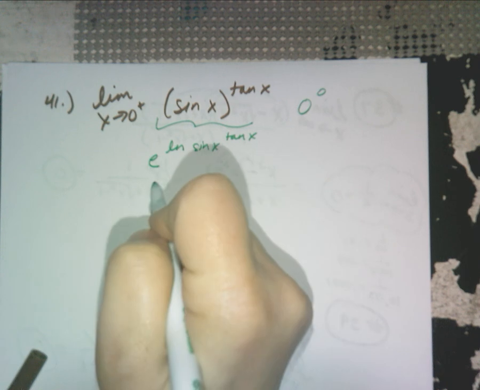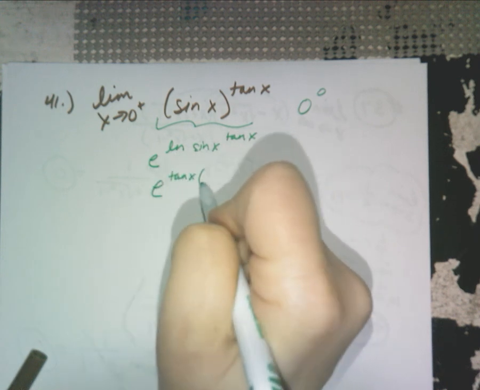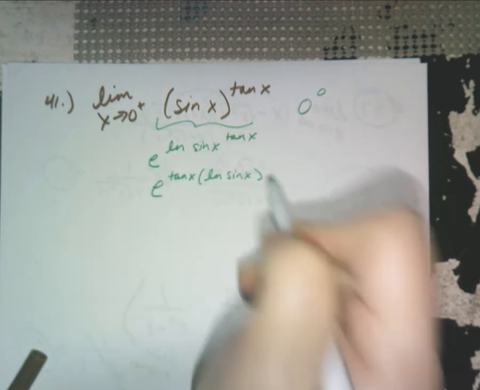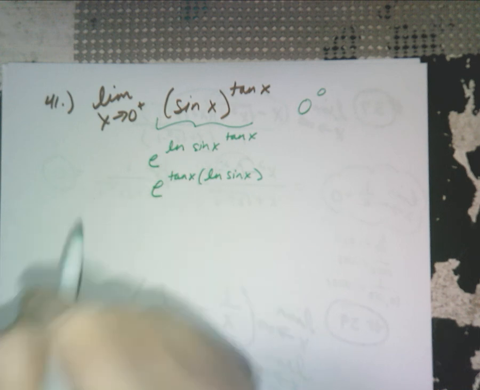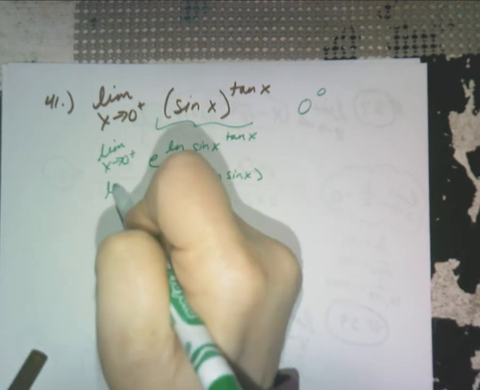Okay. So I'm now going to rewrite this as e to the tan x times ln of sine x. Yes or no? Do you all agree? Okay, good.